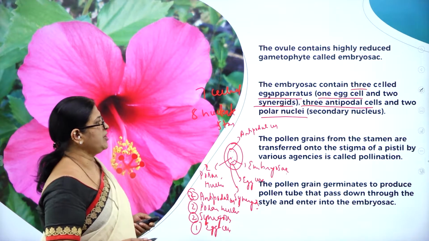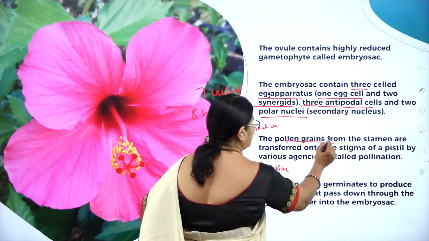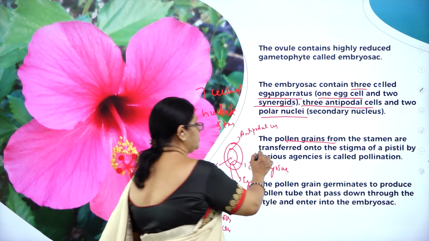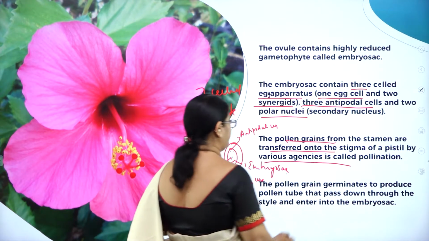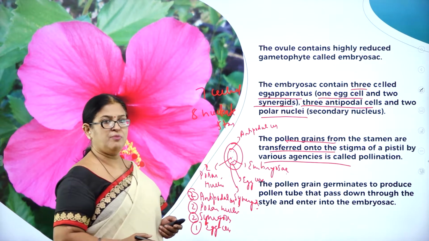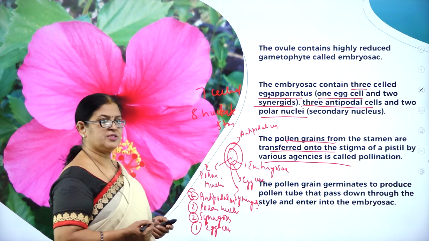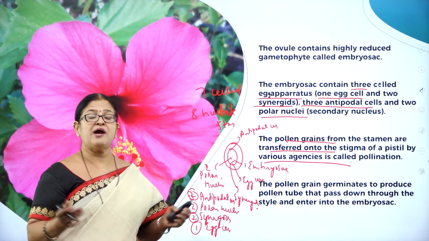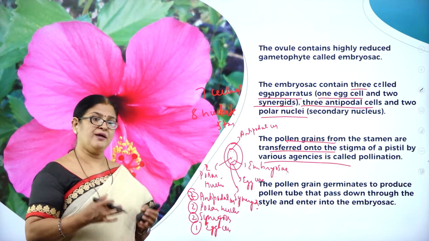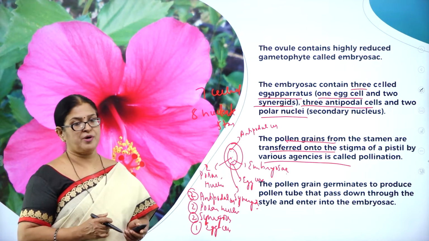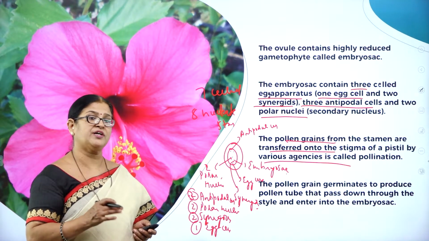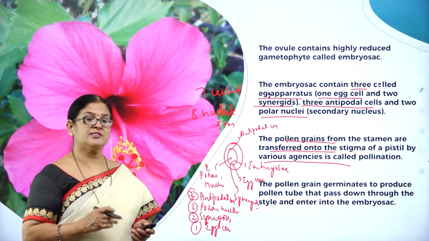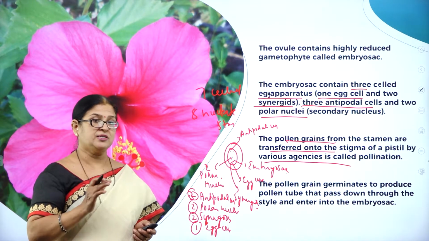And I think all of us know that the pollen grains from the stamen are transferred onto the stigma of the pistil by various agencies, which is called pollination. We have already come across a very important event called pollination. As we know, the gametes have to come closer together to enable a very important process, that is fertilization. What is fertilization? It is the fusion of the male gamete with the female gamete, resulting in the formation of a zygote.